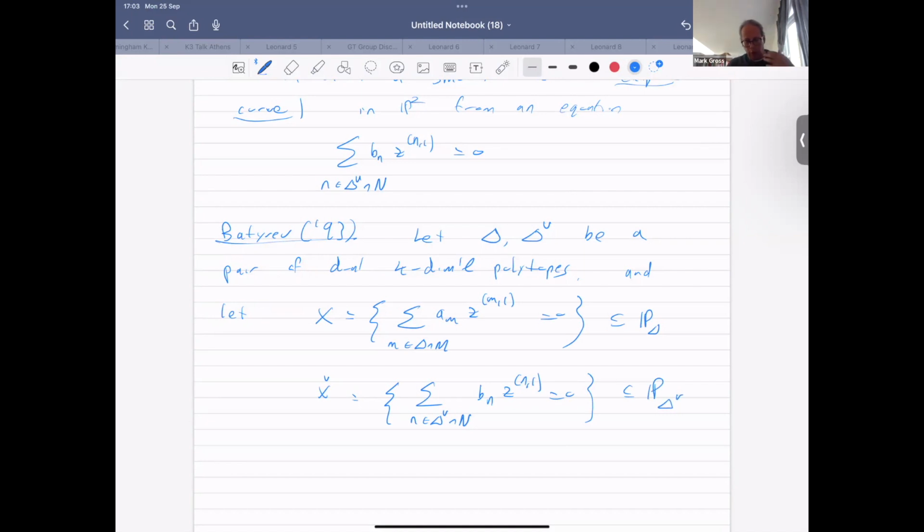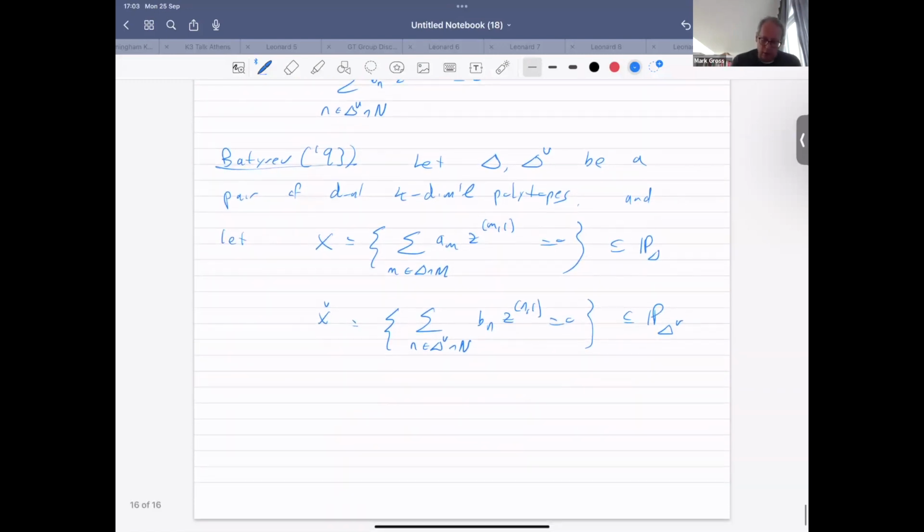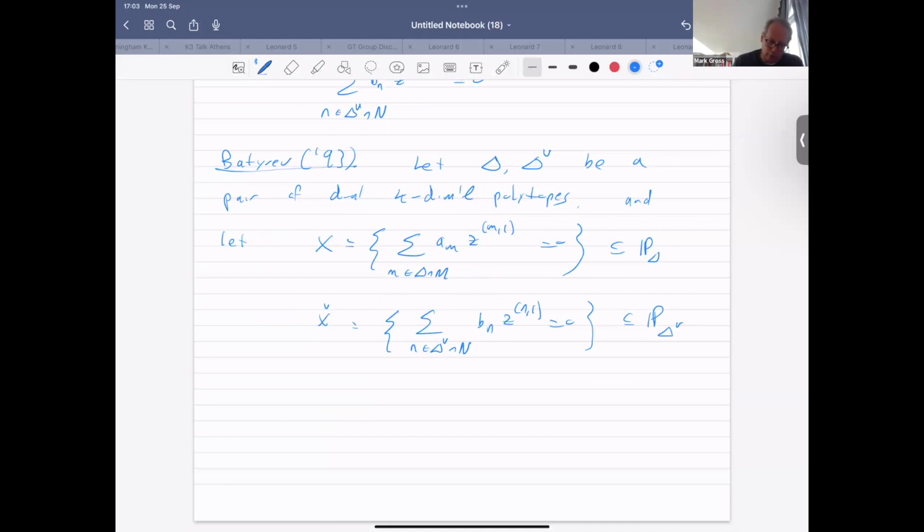So in other words, we have two hypersurfaces. I'm choosing them to be general, some general linear combinations of these monomials. I have one hypersurface in P_delta, one hypersurface in P_delta dual. Then these might be very singular, because these toric varieties will in general be singular. Then there exist Calabi-Yau resolutions of singularities.